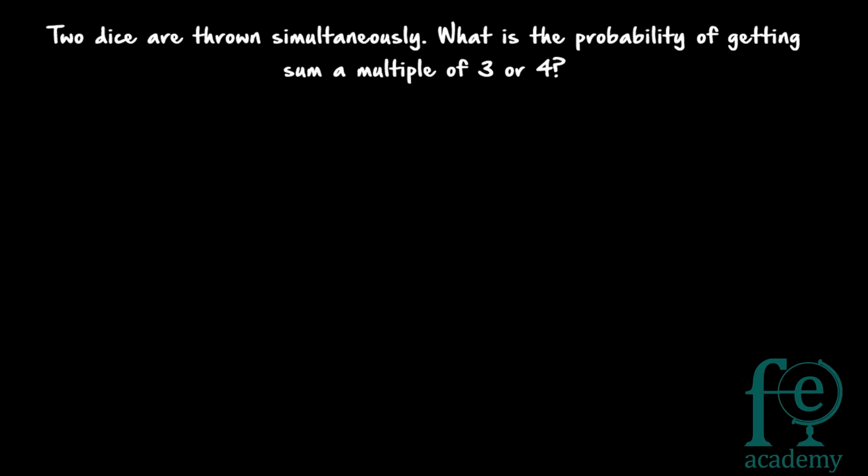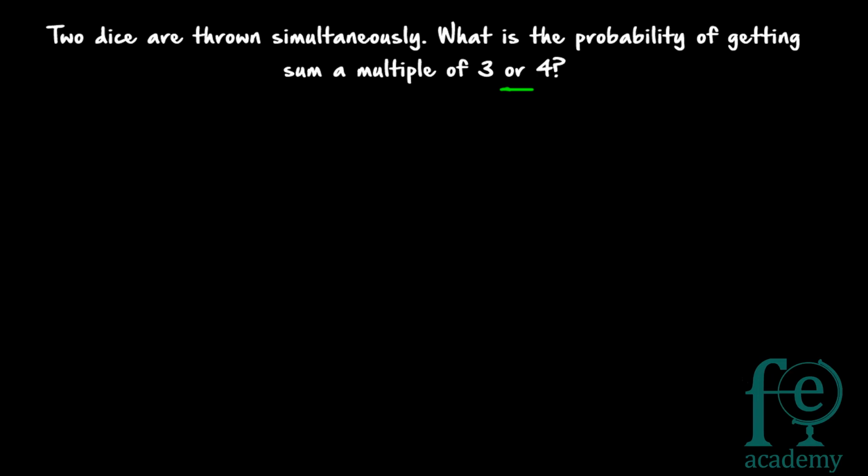So when an OR is coming in the question, the probability of getting a multiple of 3 or a multiple of 4, you can add the corresponding probabilities. So here you can find out the probability of getting a multiple of 3 separately and the probability of getting a multiple of 4 separately. And if you add these two probabilities, you will get your final answer. So you can calculate the probabilities separately and then add both.